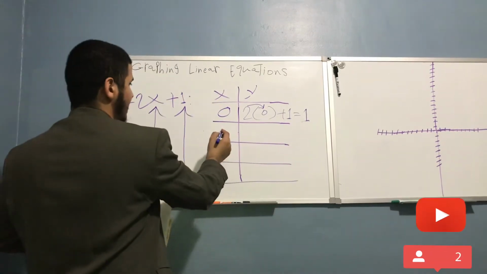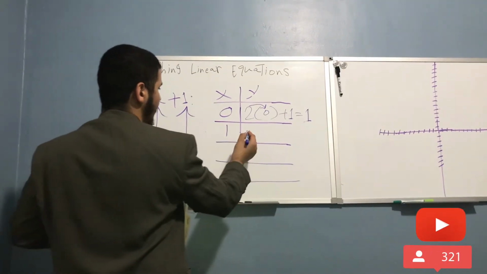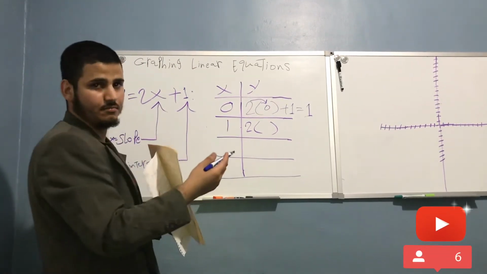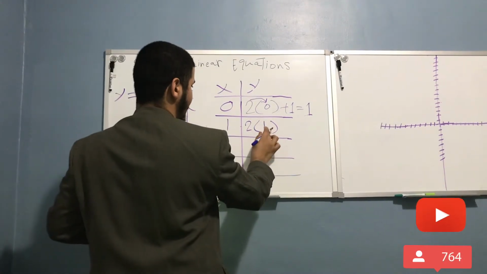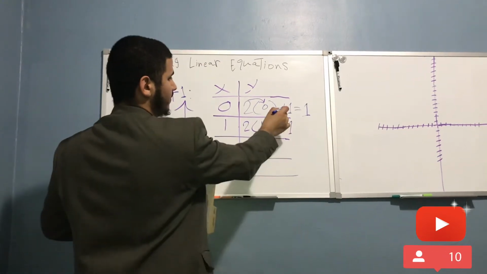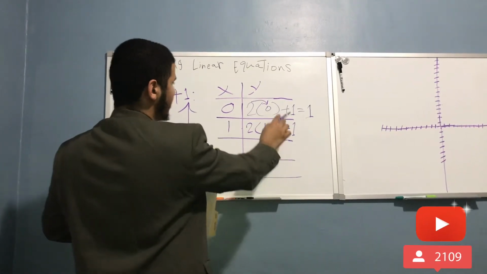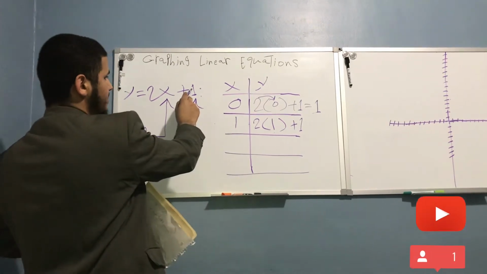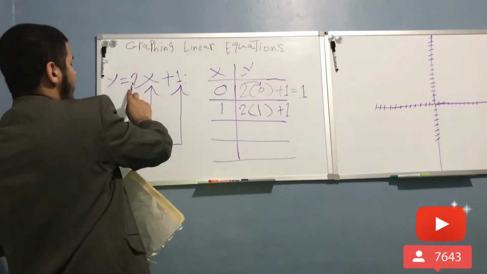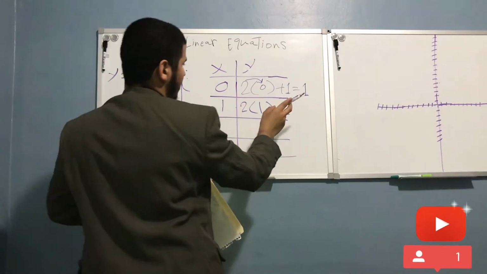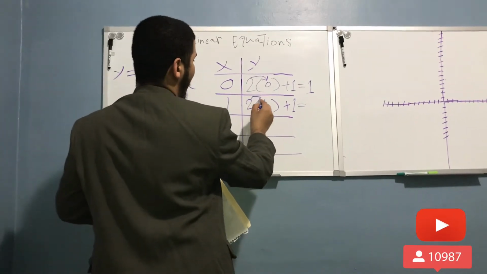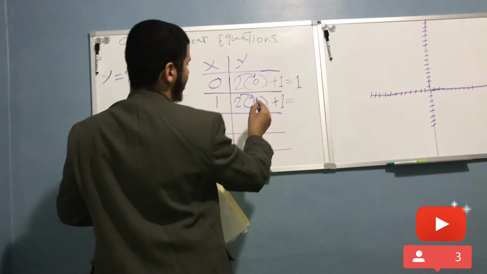Now I'm going to put 1, my favorite number. I pick 1, put it inside the parentheses, plus 1. The plus 1 here, if you're confused, comes from this equation. I'm solving y equals 2x plus 1 right here. So 2 times 1 is 2, plus 1 is 3.